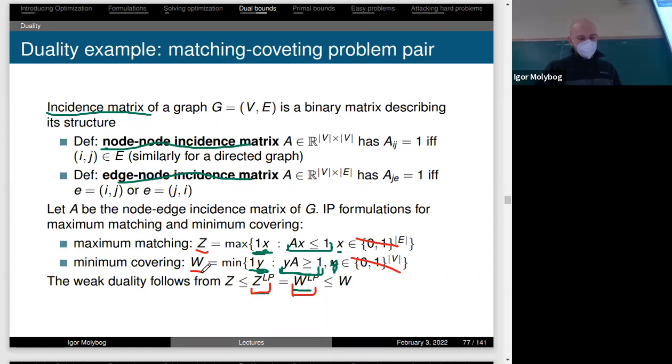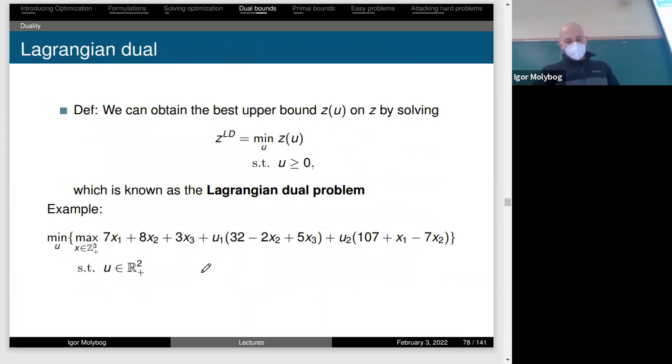Okay, so this was an example of duality. We did not really construct it. We just took two different problems, and we have shown that they are forming a primal dual pair. Let's take a look at a systematic way to construct dual problems. And such a way is called the Lagrangian. One way to do it is using the Lagrangian relaxation that we have seen before. The corresponding dual is called the Lagrangian dual.